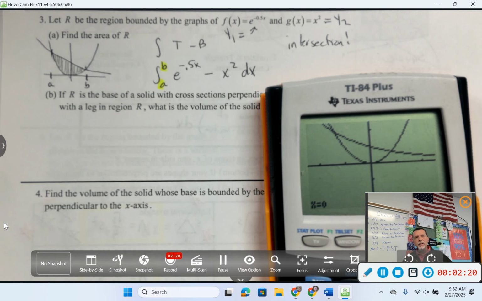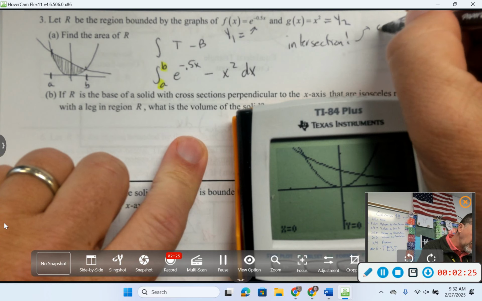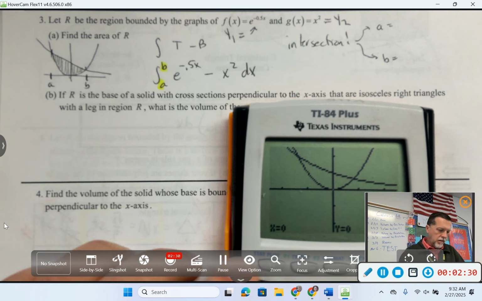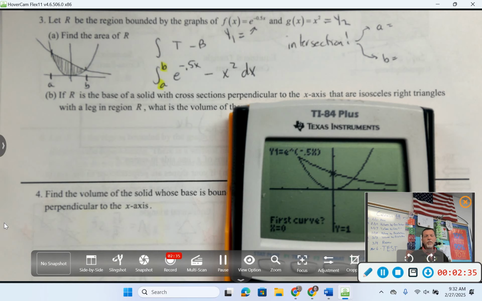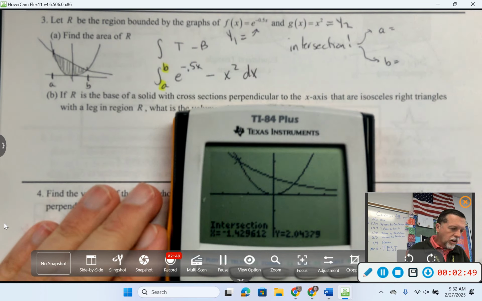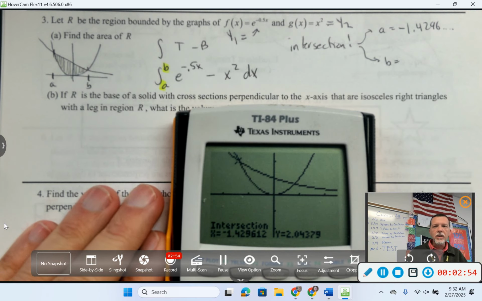So top minus bottom from A to B, but I've got to figure out what A and B are, so I need those intersections. So second calc, intersection. It walks you through the steps, but if you've only got 2 graphs, it's pretty easy. First curve, yes. Second curve, yes. And then guess. I'll have to do this twice to get both intersections, but there's my first intersection. Negative 1.4296, and on and on and on.